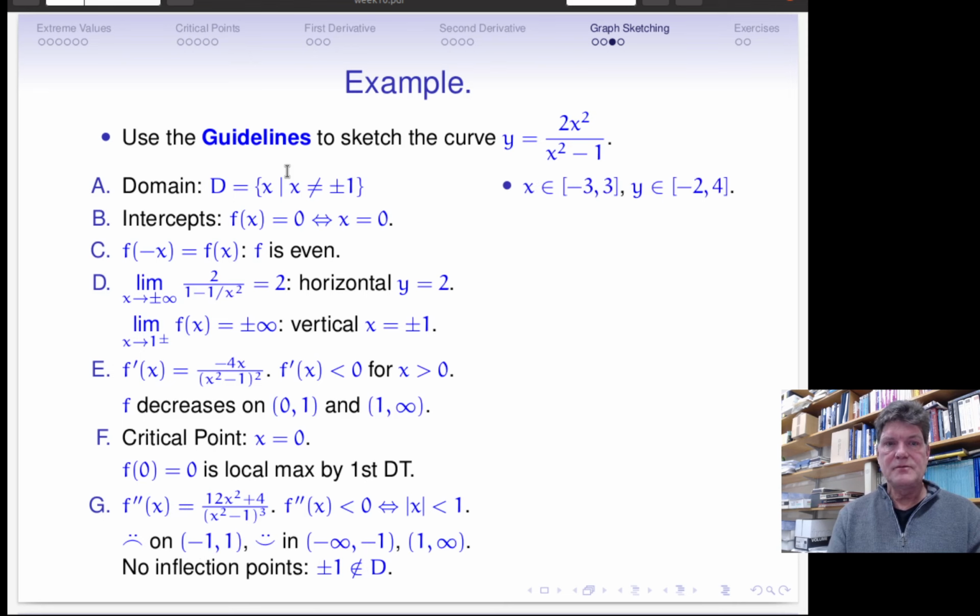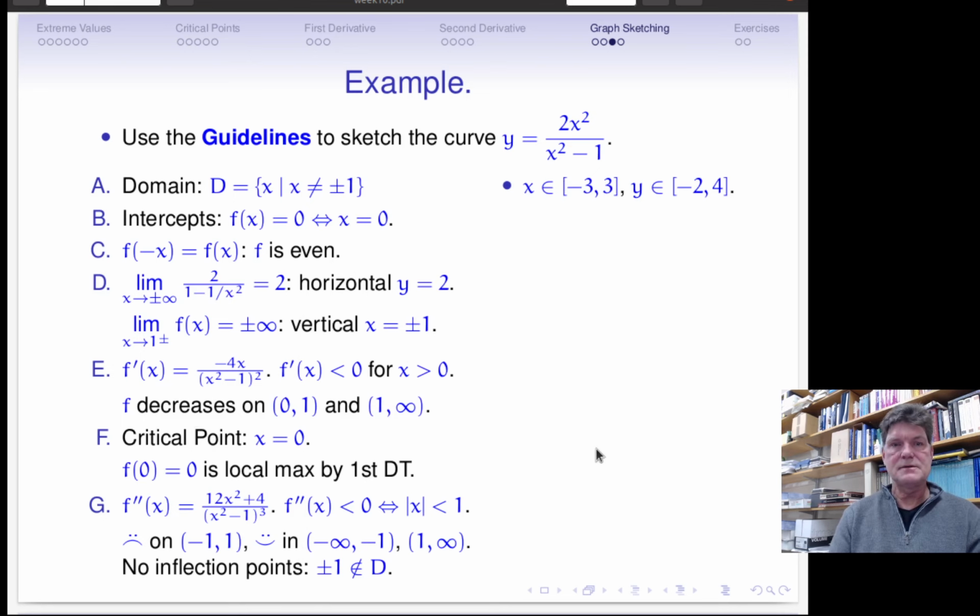So based on this information, I decide to let my x go from minus 3 to 3. That includes all the important points, that makes room for the vertical asymptotes and a bit outside. And also I let y go from minus 2 to 4, that makes room for the horizontal asymptote and includes the local maximum and a bit room on the outside.